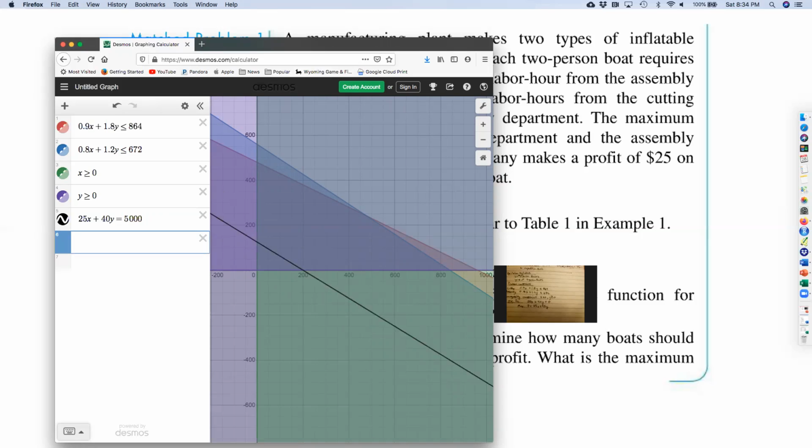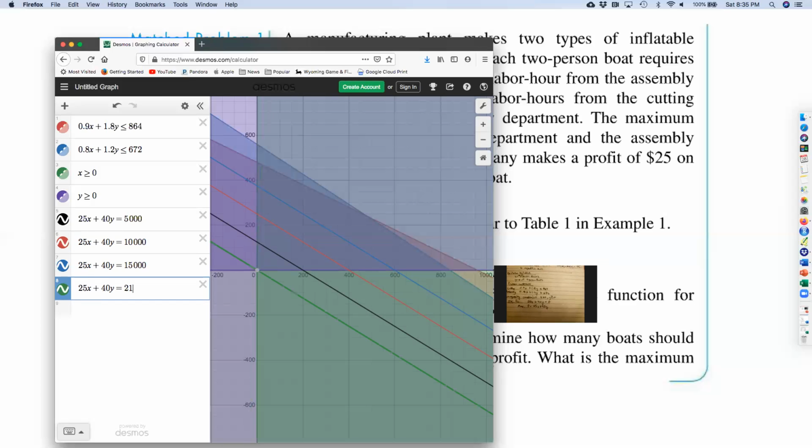I'll do another one here. We'll do 25x plus 40y is equal to 10,000. Whoops, I forgot the 5 there in that 25. And we're going to put that other 0 in there. And you'll see it's moving outward. That's basically what the profit function is doing when we're having different values of profit. You see how this is just moving outward. And now 25x plus 40y is equal to 21,600. And my hunch, before I go there, is that it's probably going to hit at that point right there. Let's see if it does. Oh yeah, no brainer. It does, right?